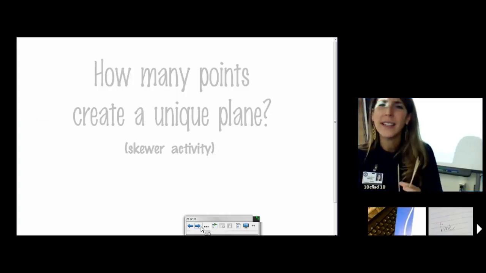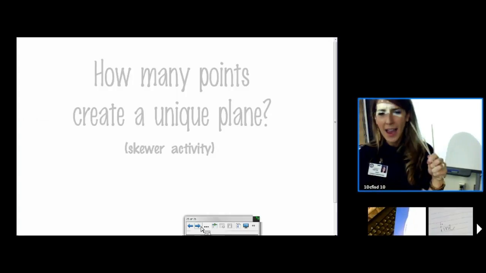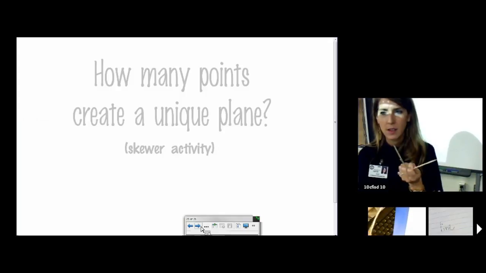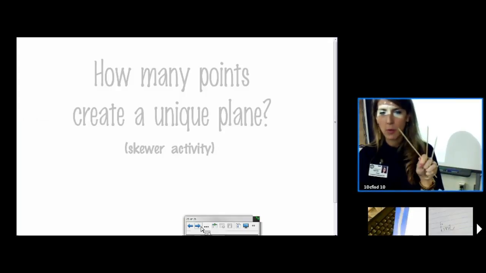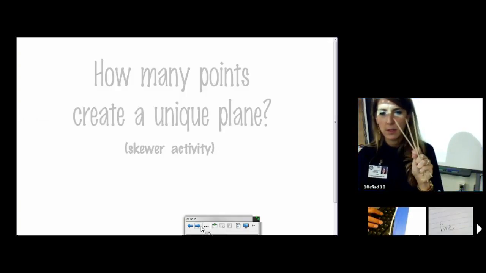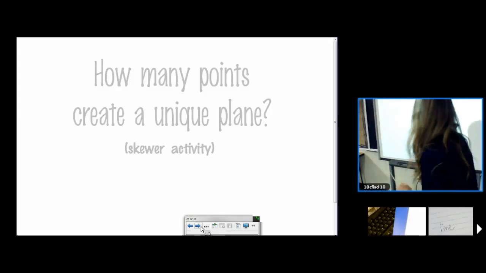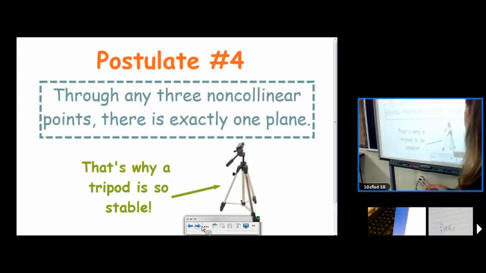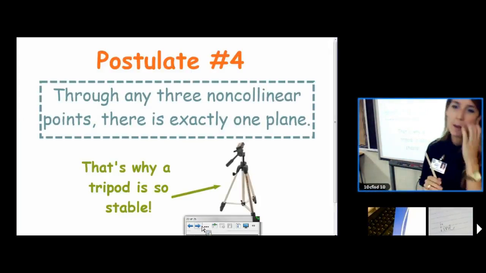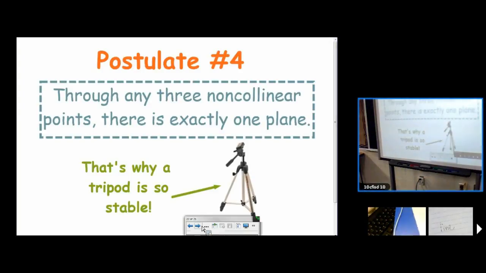So we need to say something about that. It takes three points to make a plane, but what kind of three points? What has to be true about those three points? To create a unique plane, those three points need to be non-collinear. That's postulate number four. That is the last postulate of the day. Through any three non-collinear points, there's exactly one plane.